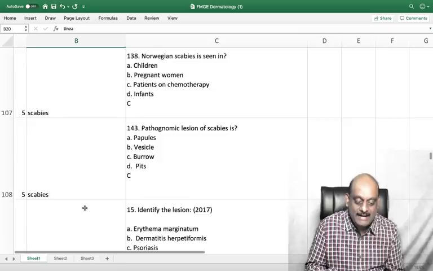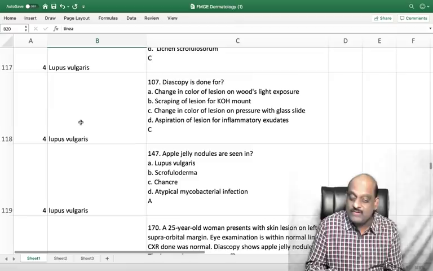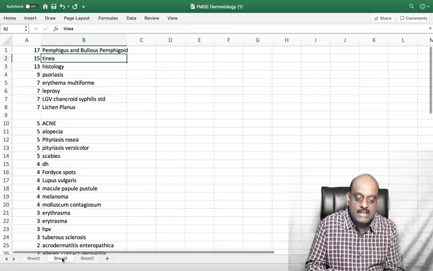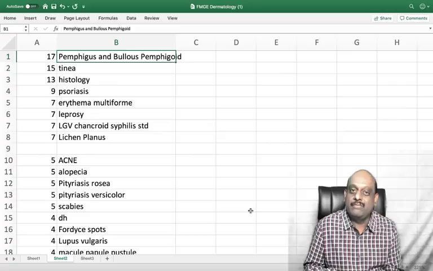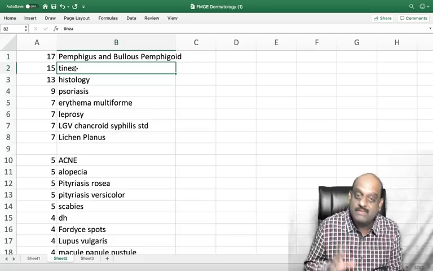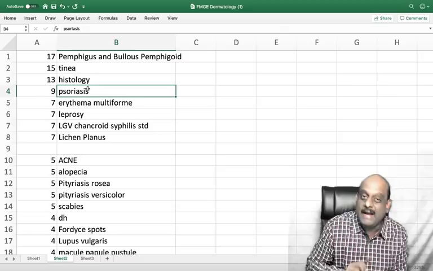Like that, all 200 questions asked in the last 15 years of the foreign medical graduate exam in dermatology. There are some topics like Fordyce's spots, only asked 4 times. And questions on lupus vulgaris, also asked only 4 times. So that gives us the list. Pemphigus bullous pemphigoid was asked 17 times in the last 15 years of the FMGE exam. Tinea, dermatophyte infection, was asked 15 times. Questions on histology have been asked 13 times. Questions on psoriasis came 9 times. Like that, in descending order of priority, we organize the topics.